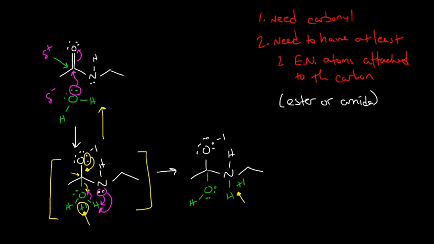This way, in the second real step, the lone pair on oxygen can reform our double bond, and now we see that our positive charge is over here. So we're going to break this bond, not that bond. And when we break this bond, we end up with the products that we want: our alcohol and our amine.